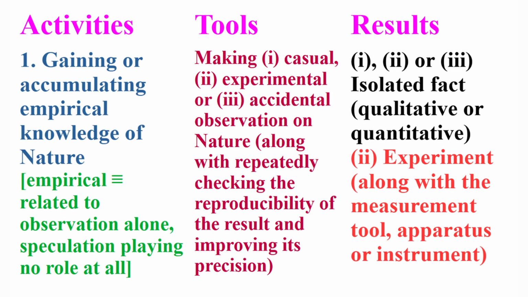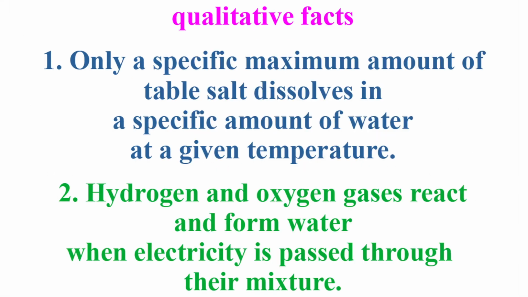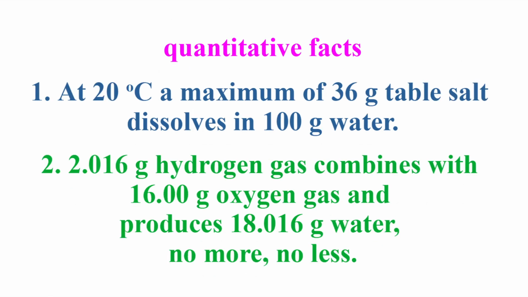A qualitative fact has no numbers at all in its statement, while the quantitative one has at least one number in it. A couple of examples of qualitative facts are listed here. Notice the absence of any number in these statements that summarize what have been observed in nature. And a couple of examples of quantitative facts are listed here. Notice the presence of at least one number in these statements that summarize what have been observed in nature.